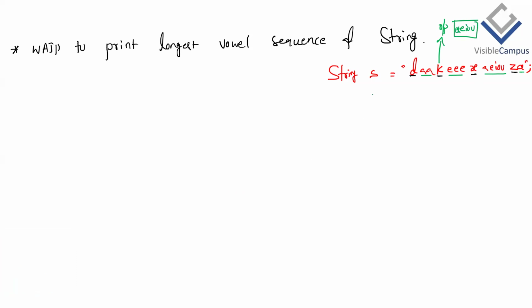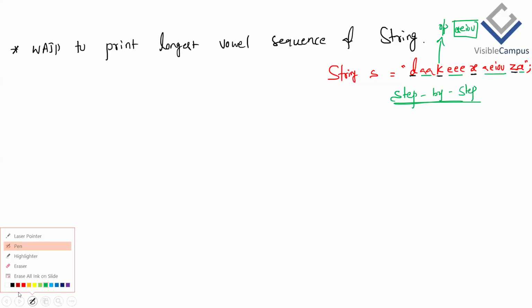So for this, what is the step-by-step approach? What should be our thinking? Because in our output we want vowels. Can we remove all non-vowels from the input? Yes or no? So how to do that?